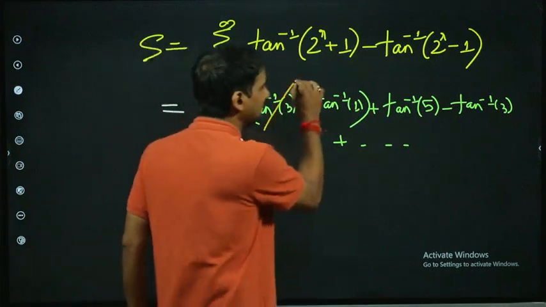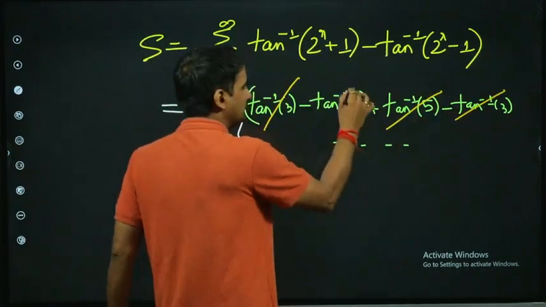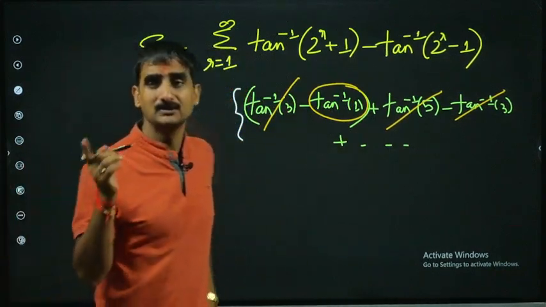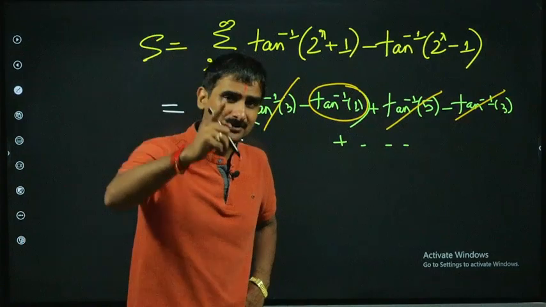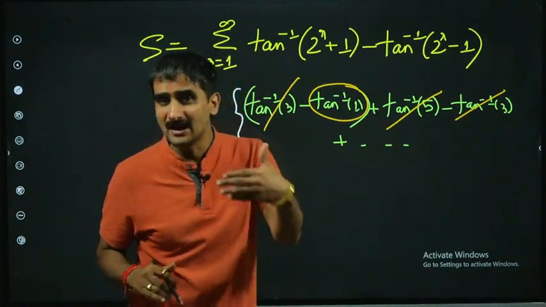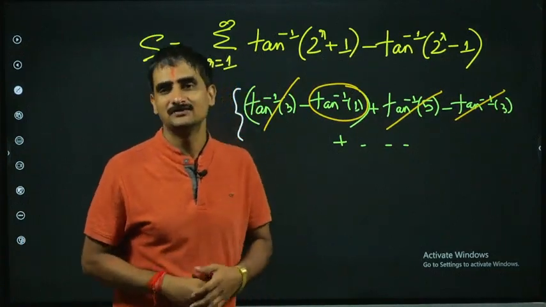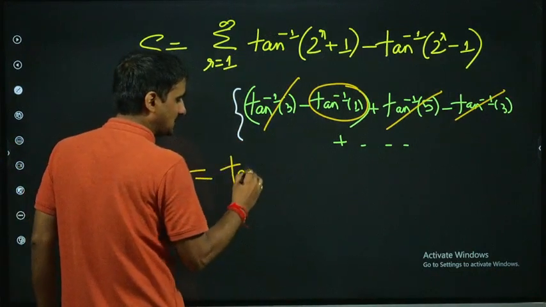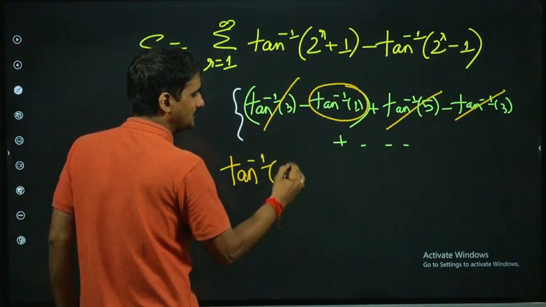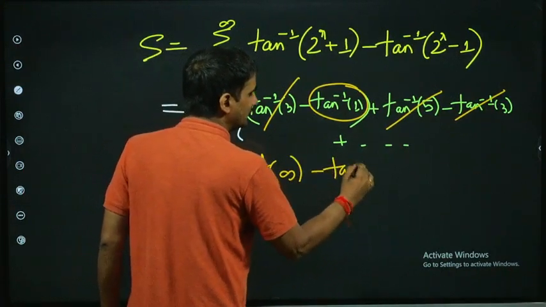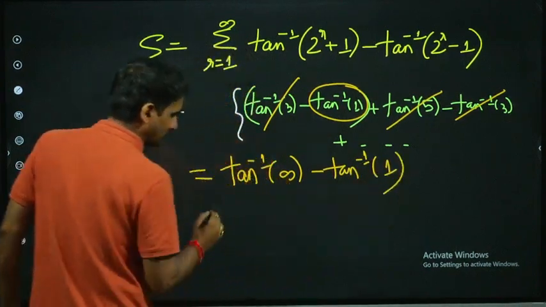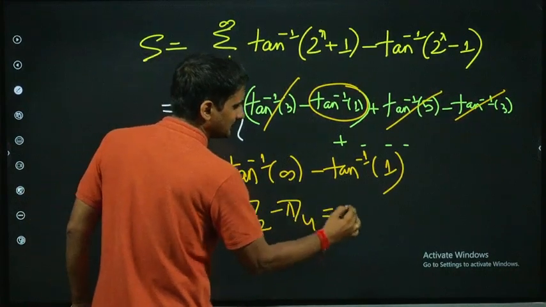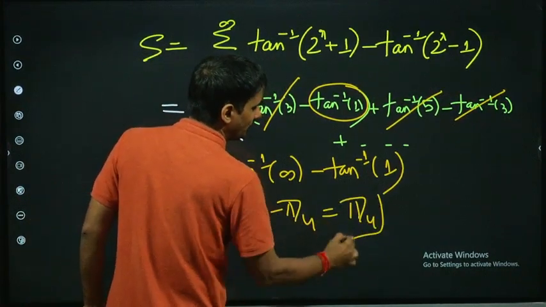Since we are left with tan inverse of 1 with negative sign in the beginning, we'll be left with the last term with positive sign, and as R goes to infinity, the last term will be tan inverse of infinity itself. So what we have finally is tan inverse of infinity minus tan inverse of 1. Tan inverse of infinity is nothing but pi by 2, and this is nothing but pi by 4. So the answer is pi by 4 here.